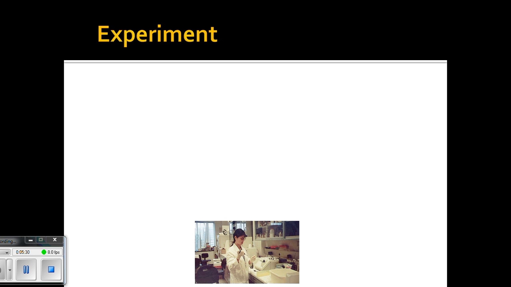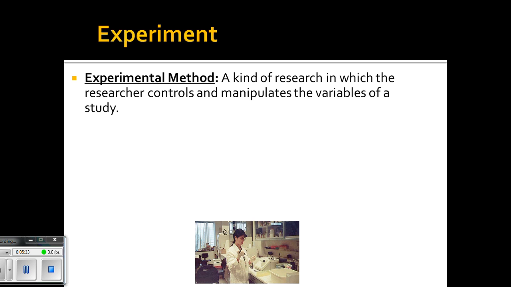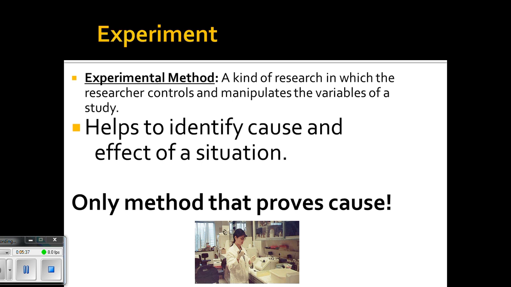The next method is experiments. Experiments is the kind of research in which researchers control and manipulate the variables. You're trying to prove a cause, help to identify cause and effect of a situation. This is the only method to prove the cause. Circle it, highlight it, star it. Only one to prove cause.